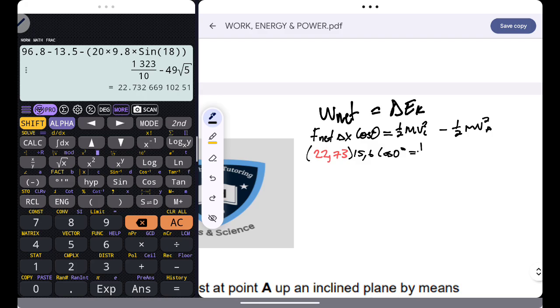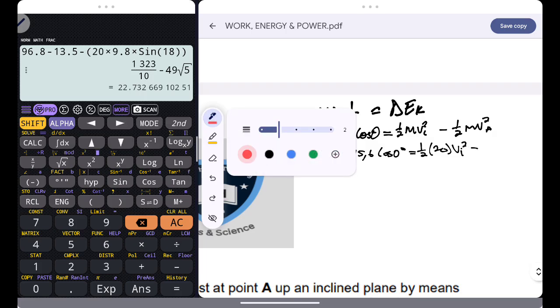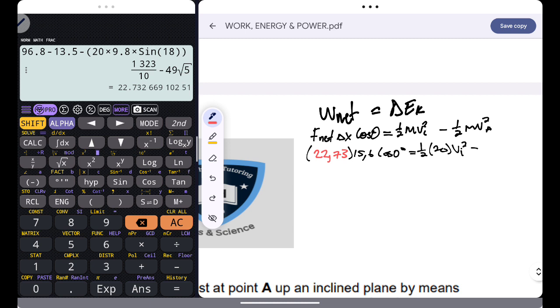On the other side, I'll have 1 over 2, still have a 20 vi squared minus. The block was being pulled from rest at position A. So since the block was pulled from rest, the velocity at A is 0 meters per second. When the velocity of an object is 0 meters per second, the kinetic energy of that object has to be 0 joules. That's all. Just substitute 0 over here.